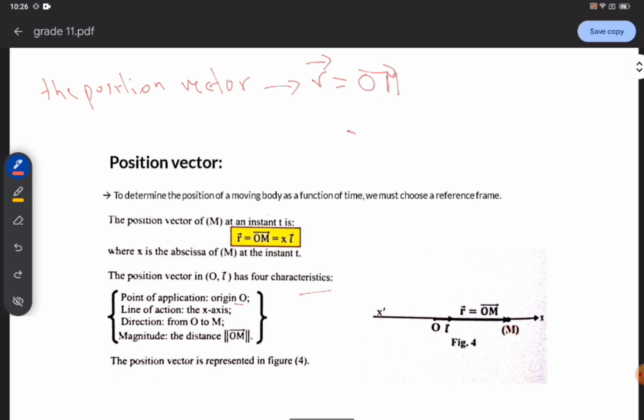Graphical representation: it's O and it's the point M. So the position vector at point M is from O to M. The position vector.